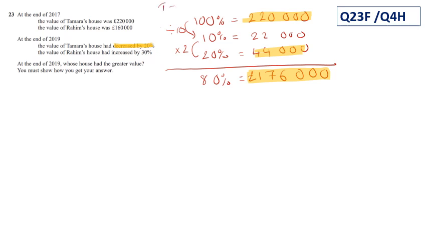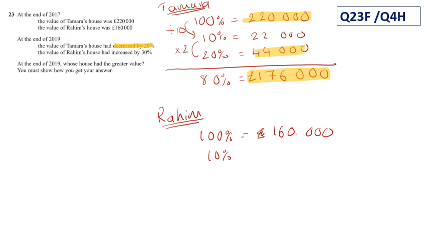So that's Tamara. I can write Rahim here. So Rahim's house originally was worth £160,000. So the 100% value is £160,000. And then to find 10% of that, we need to divide by 10. And then to find 30%, we can times that by 3.